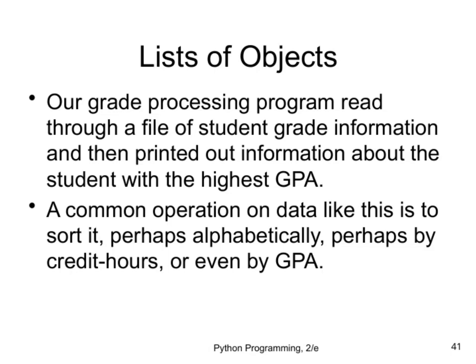Now, our grade processing program reads through a file containing student grade information. It then identifies and prints out the details of the student with the highest GPA. This highlights an important operation we often perform on data like this: sorting. Sorting can be done in different ways, such as alphabetically by student name, by credit hours, or by GPA. Understanding how to organize data efficiently is key in programming, especially when working with lists of objects like student records. By mastering sorting techniques, we can make our programs more powerful and versatile in handling real-world data.